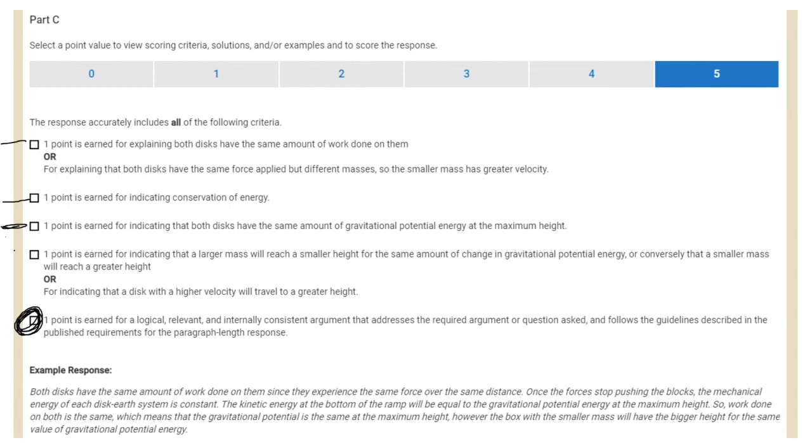And of course, that's what the last point is for: indicating that a larger mass will reach a smaller height, or vice versa. And they gave you an alternate response for that one, which was for indicating that a disk with a higher velocity will travel to a greater height. I think it's perfectly reasonable to say that. I don't know that that's the easier way to explain it, but of course, that could get you some points as well. Take a second to pause this video here and make sure you understand all aspects of that scoring guide. And when you hit play, we'll move on to the final part.